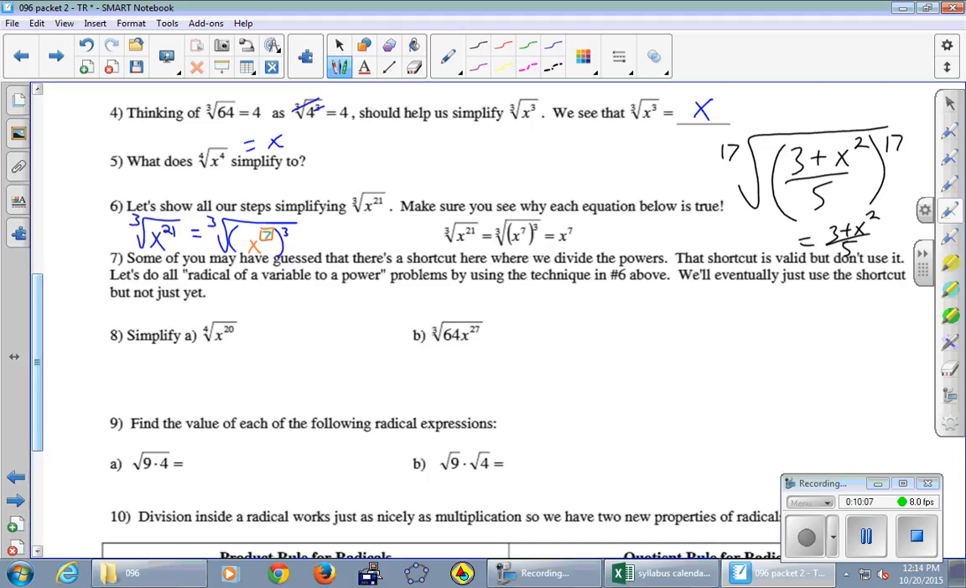And then, like we said, cube root and cube are opposites and they cancel. So what's the answer to this? This is x to the 7. Okay, that's it.